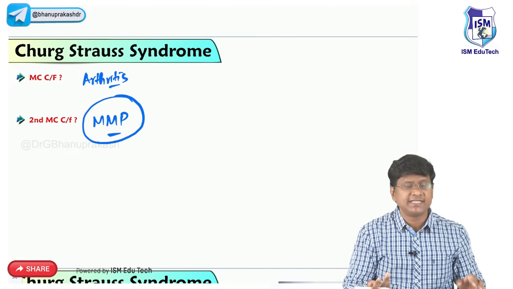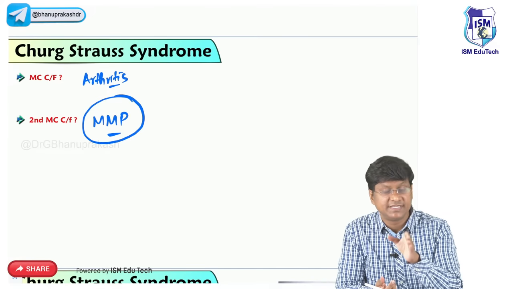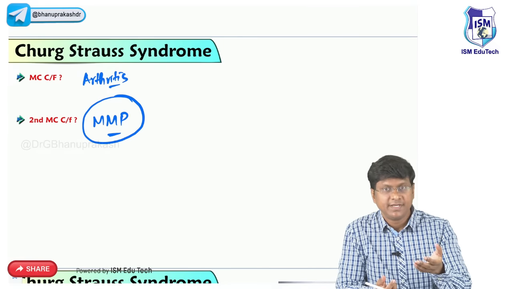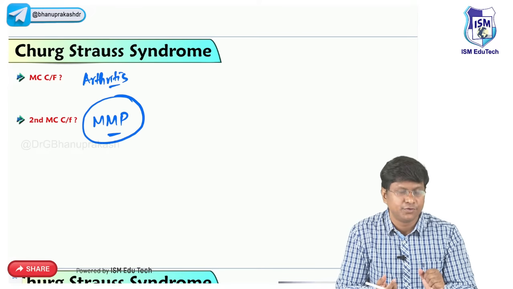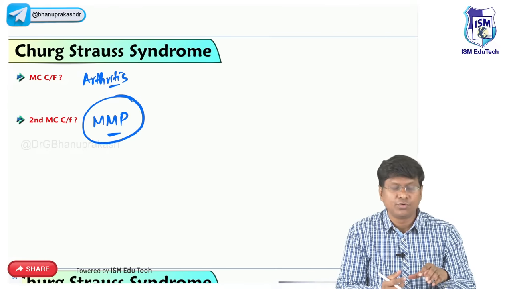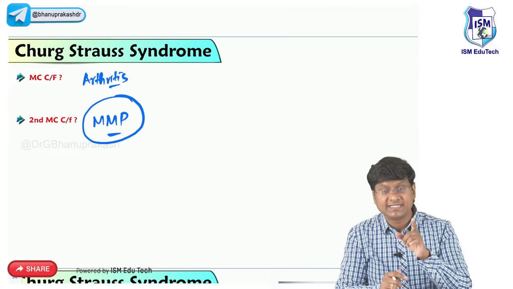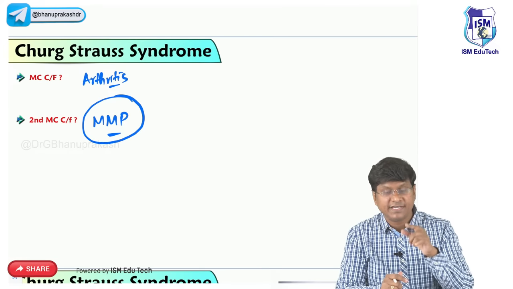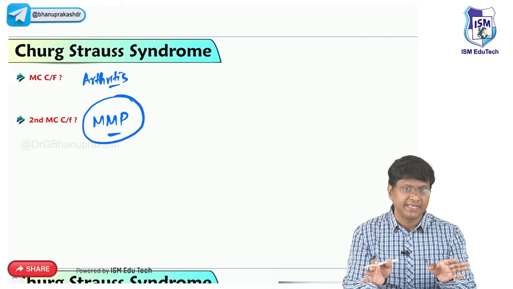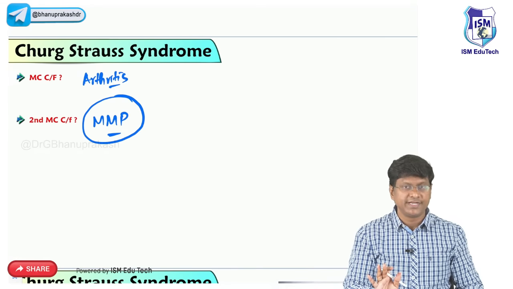Now, what exactly is mononeuritis multiplex? This is also called mononeuropathy, right? And it is a type of peripheral neuropathy. So what exactly happens in mononeuritis multiplex? It happens when there is damage to two or more different nerves in different areas. That is what is called mononeuritis multiplex.